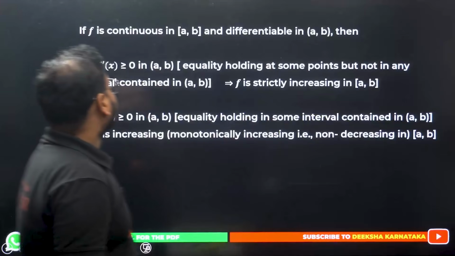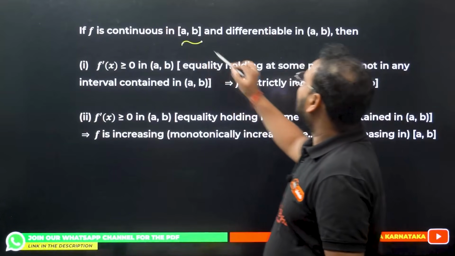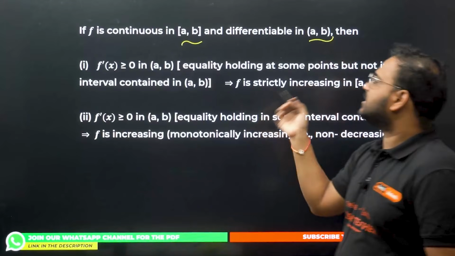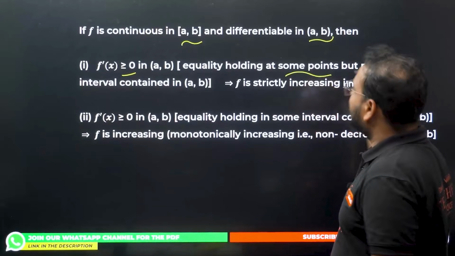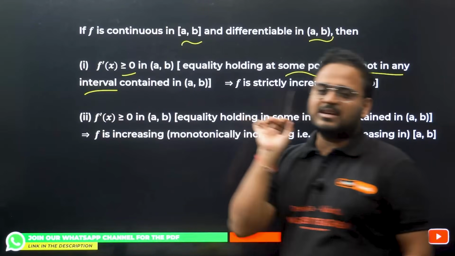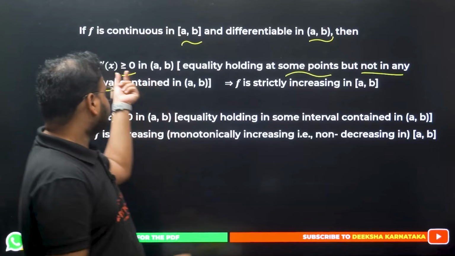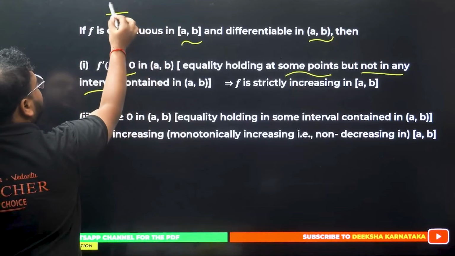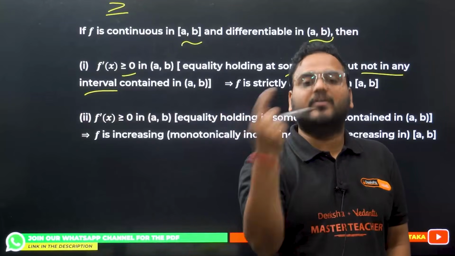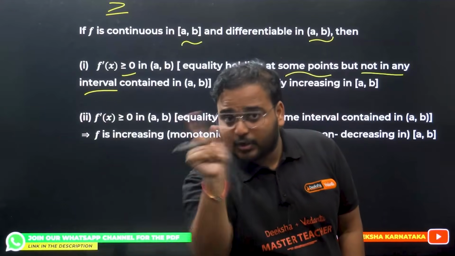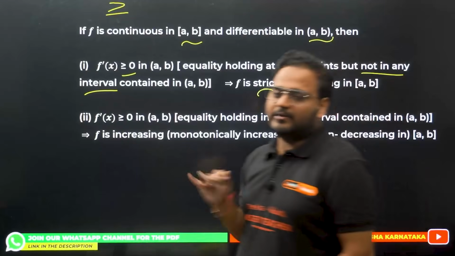Now, if f is continuous in the closed interval [a, b] and differentiable in the open interval (a, b), then if you have greater than or equal to 0 with equality holding at some points but not in any interval, understand this very clearly. If the equality, this equal to sign with the inequality, holds at points rather than in an interval, then the function will become strictly increasing or decreasing, whatever it is.